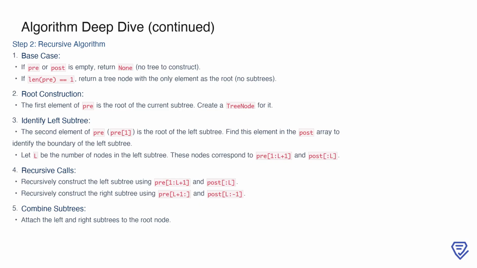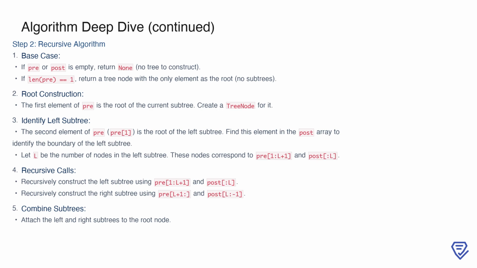Let's call the number of nodes in the left subtree L. These nodes correspond to the range pre[1 to L+1] in the preorder array and post[0 to L] in the postorder array. With these boundaries identified, we make recursive calls, one for the left subtree using pre[1 to L+1] and post[0 to L], and another for the right subtree using the remaining elements, pre[L+1:] and post[L:-1].